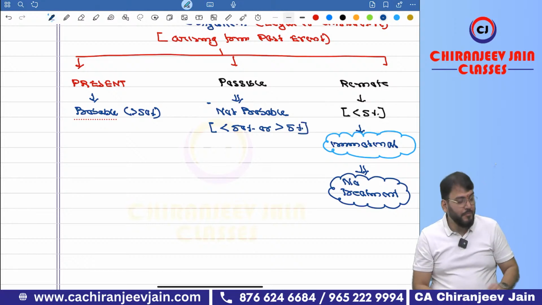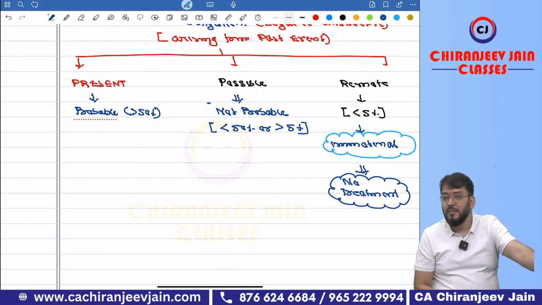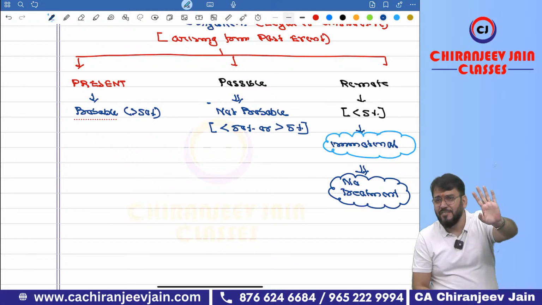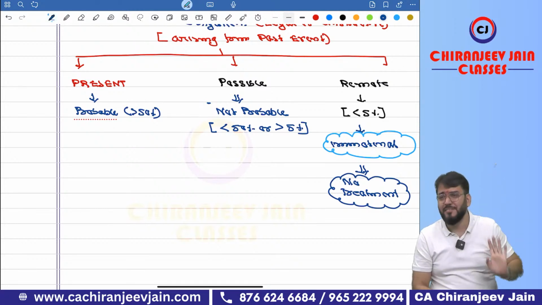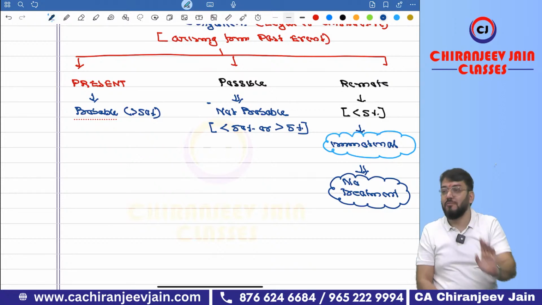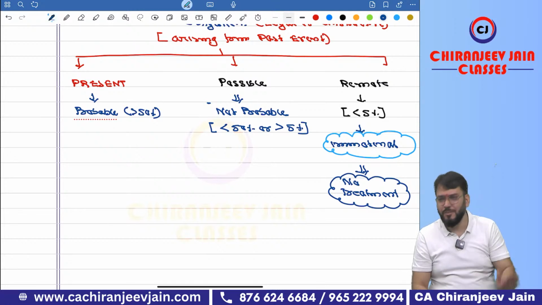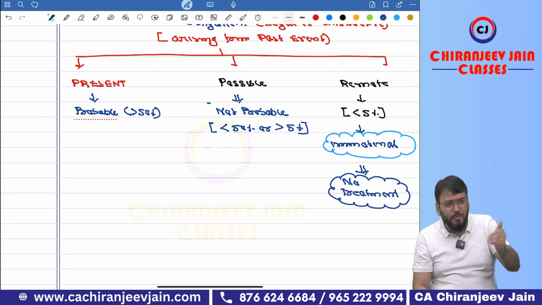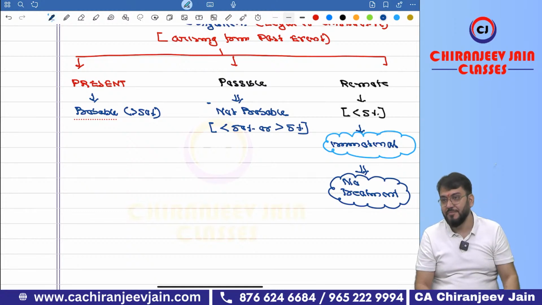Correct? Now one doubt will come, sir, if it is equal to 50% then? So actually Ind AS is silent regarding that. Because when I say probability, it is either more or less. It cannot be equal to. Can we say equal to? No, it is impossible. Because whenever we are doing expectation, it cannot be exactly equal to 50%.